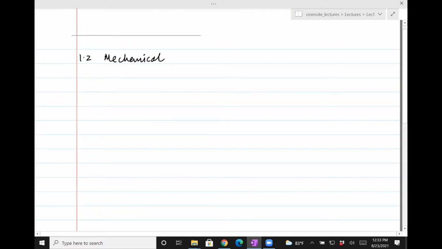I'm basically following the book. Okay, so when I put 1.2, it's basically 1.2 in the book. And as I said, some of you who don't want to take notes, that's fine. I'll post all these things. Okay.